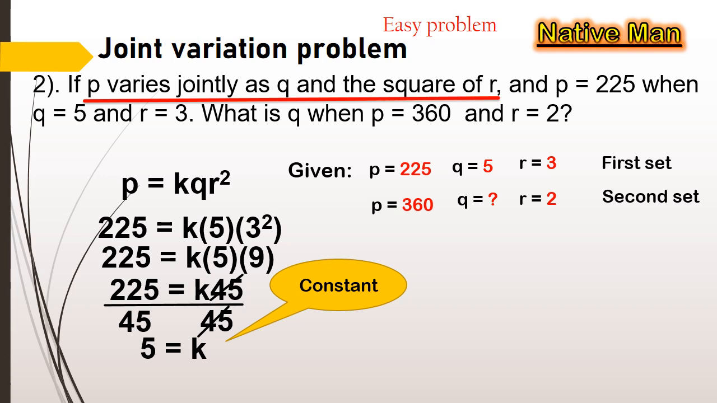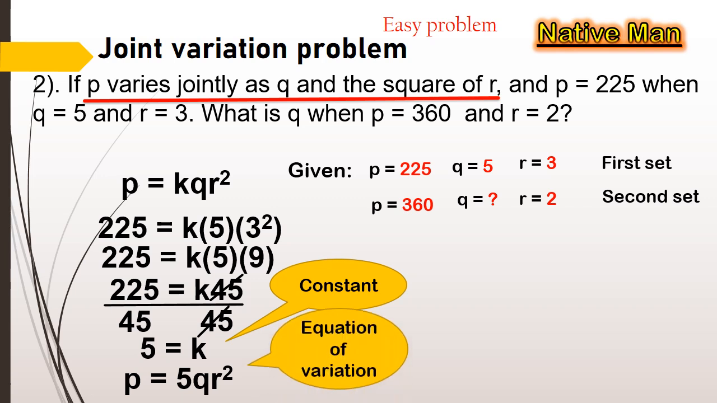So, para naman sa equation of variation, copyin lang natin yung ating original equation. P is equal to KQR squared. And then, ilagay lang natin o substitute natin yung 5 na K or yung constant. So, this becomes P is equal to 5QR squared. Okay? And that is the equation of variation.